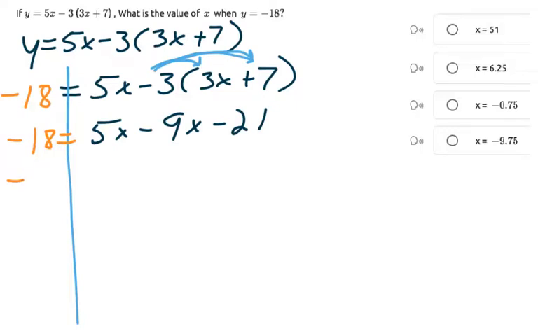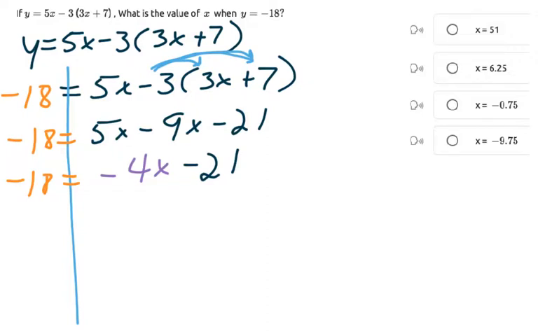So I'm going to rewrite this as negative 18 equals. If we do the whole 5x minus 9x, that's going to be negative 4x. So I'll write that down, negative 4x minus 21. So we've simplified it down even more, but we've got to solve for x. I've got one x on one side, but then I've got the negative 21 here and the negative 18 there. That's where I can do some math with this.